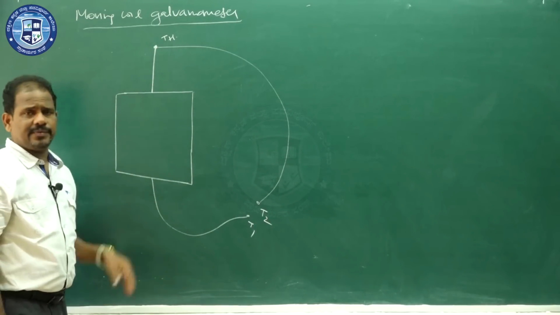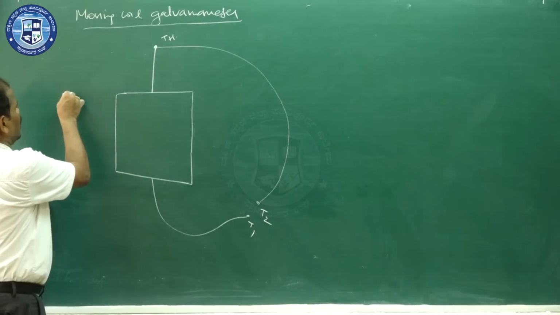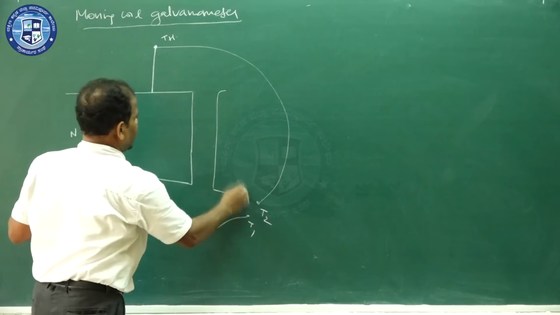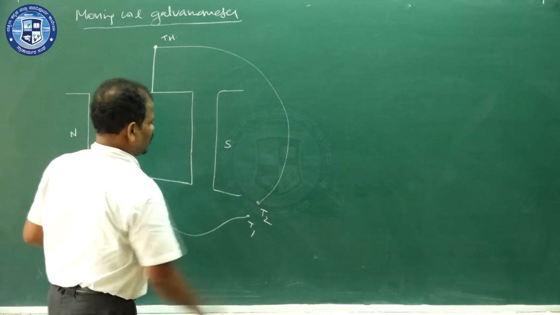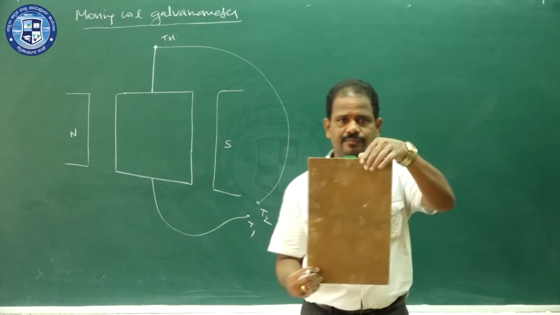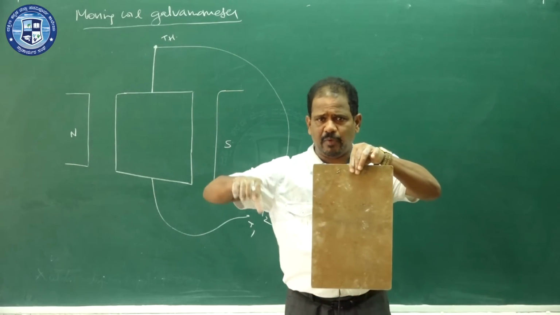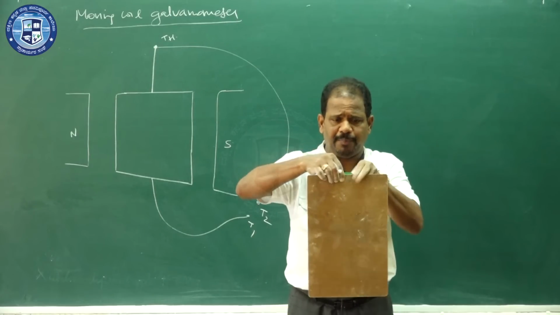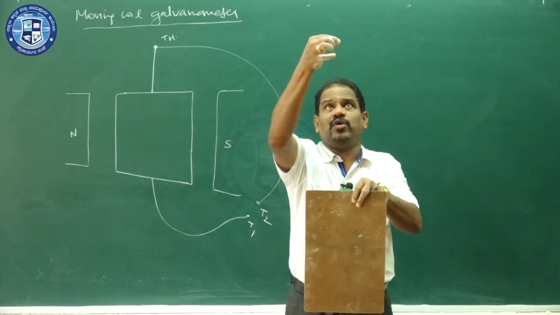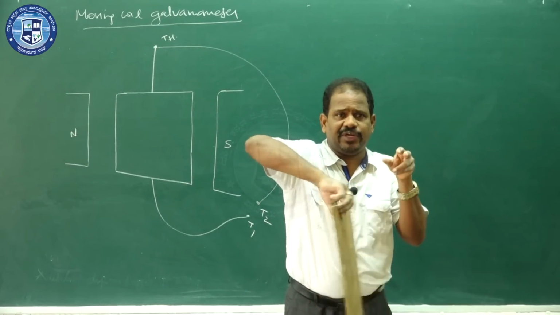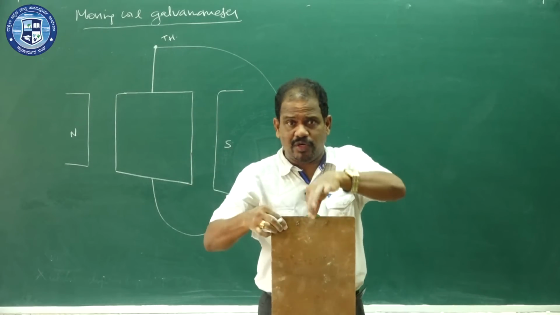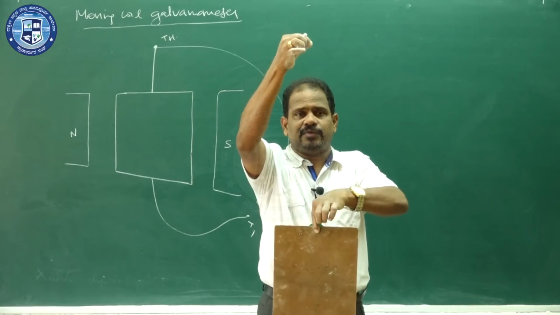This coil is suspended between two magnetic pole pieces, north and south. Therefore, this is the coil. Here we have a magnetic pole piece. Here we have a magnetic pole piece. This coil is suspended by a wire. Sorry, I am holding the wire like this here. This coil is free to rotate. The coil is not held here; it is held from the top.